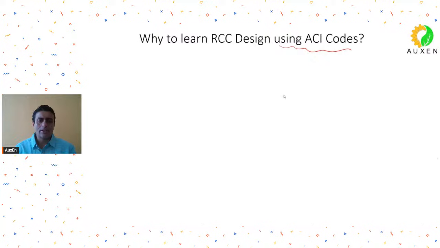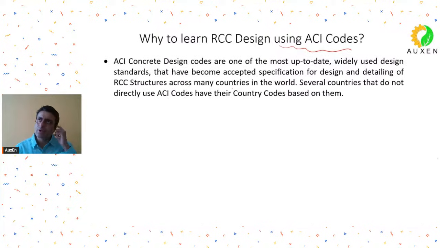Now, why to learn RCC design using ACI codes? ACI stands for American Concrete Institute. Under the aegis of ACI, they come up with their design codes. And what is the parent concrete design code that we are going to cover? What is the name of it? Anyone? So, it is the ACI 318. Okay. So, it is the ACI 318. That is, I would say, the parent RCC code which we are going to discuss.